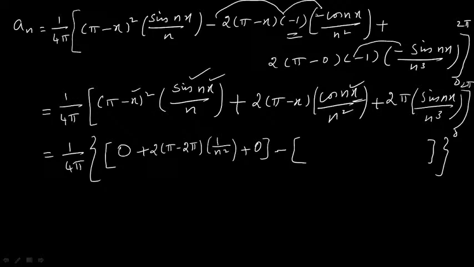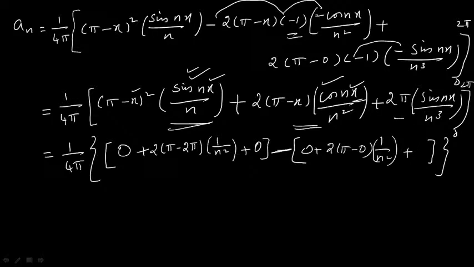Upper limit over. Minus. Coming to the lower limit, if you replace x by 0, what happens? Look at the first sine or cosine term. Sine 0 is 0, so the first term is 0. Plus twice pi minus 0, cos 0. You know the value of cos 0, that is 1, so 1 divided by n square. Plus, coming to the third term, you know the value of sine 0 is 0, so the entire term becomes 0.